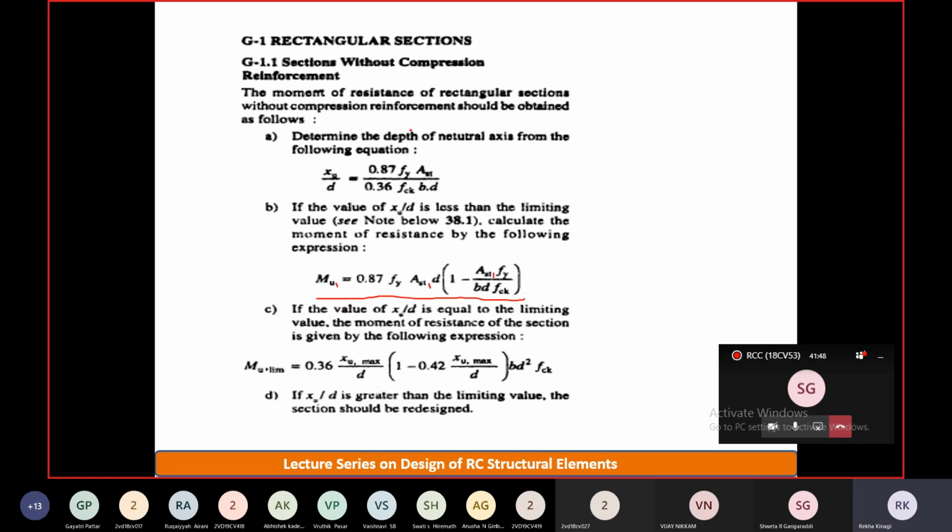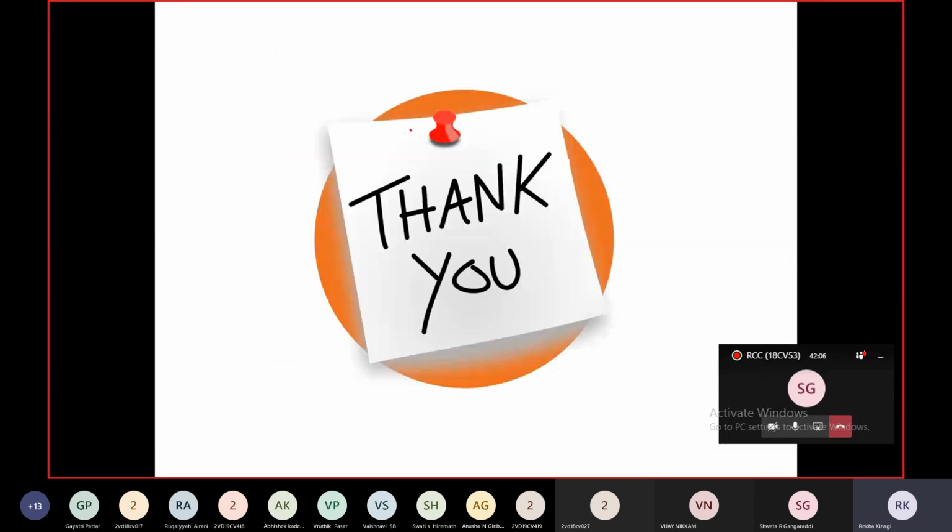The equations we are using are from Annexure G. Annexure G is very, very important for the solutions of singly reinforced and doubly reinforced rectangular beam sections. So you should have a copy of IS 456 compulsorily. With this, we shall end the numericals for today.